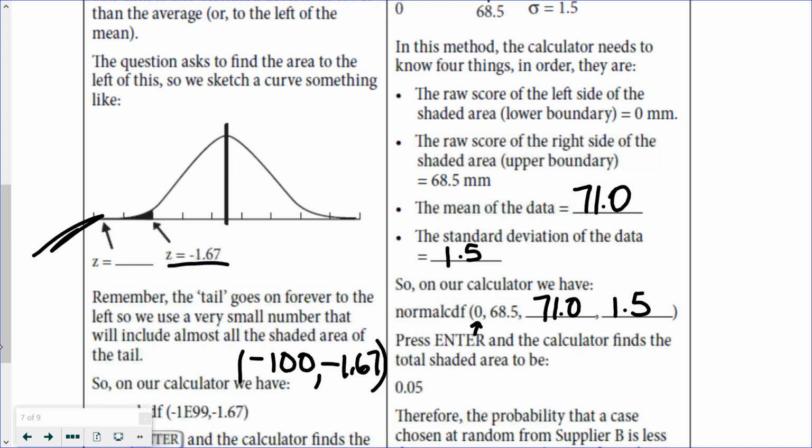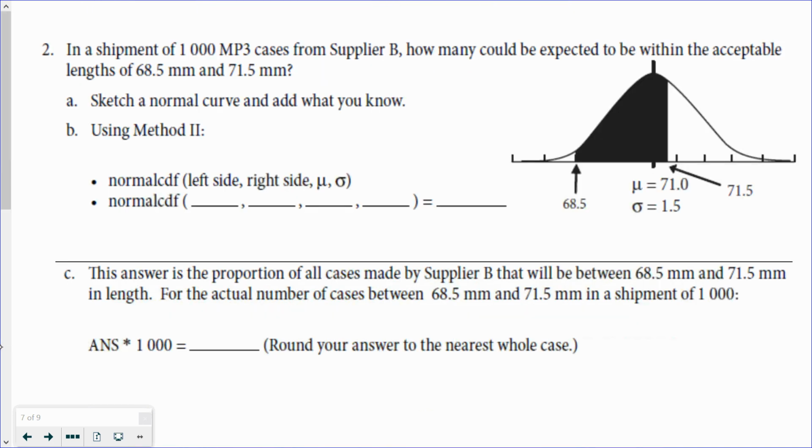Okay, so in a shipment, we're going to try question 2 here. In a shipment of 1,000 MP3 cases from supplier B. Why did we pick supplier B? Wasn't supplier A way better for standard deviations? I think it was. This is silly. Yeah, we should have picked supplier A. Their standard deviation was 0.33 millimeters. Somebody's trying to save some money, I guess.